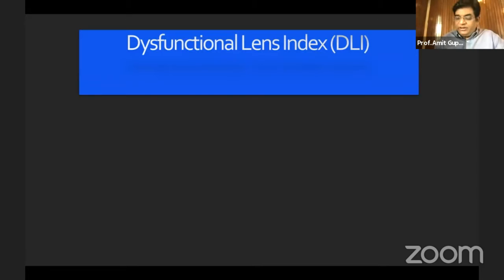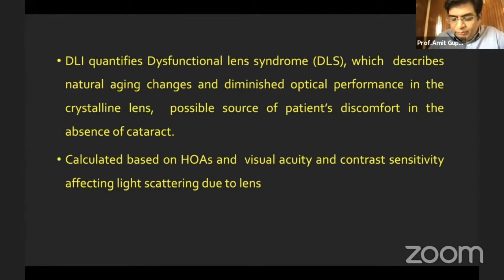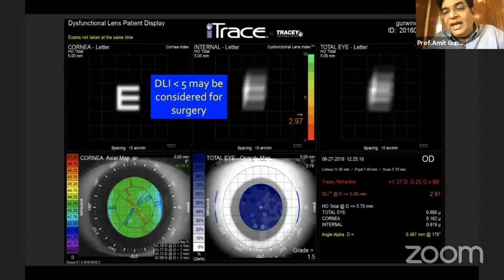So there's something known as a dysfunctional lens index. Now this is a term which is coined. It quantifies a dysfunctional lens, which is due to natural aging changes, or there's a diminished optical performance for various reasons, which can be a possible source of patient's discomfort in the absence of a cataract. And this is calculated based on higher order aberrations, visual acuity, contrast functions, MTF. So many things are taken into account when the DLI is given. So any DLI of less than 5 may be considered for surgery, as long as it matches with your clinical acumen, what you should do.